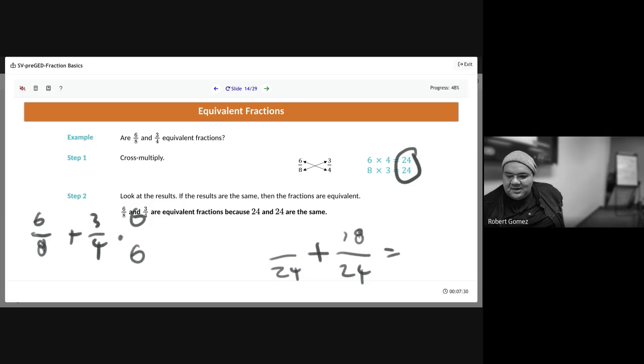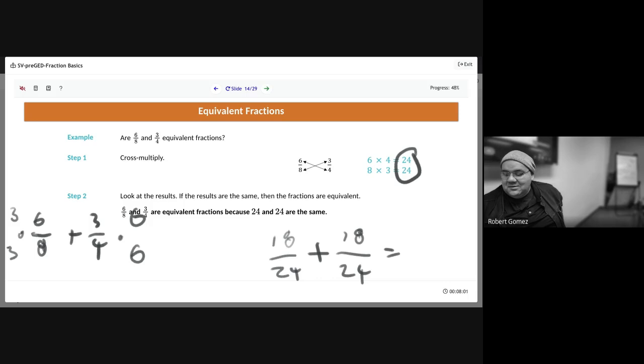Now the other side, how did I get 24 here? 8 times what is 24? 3, great. So 8 times 3 is 24. That gives me my bottom number. And so I also have to multiply the top number by 3. So 6 times 3 is? 18. Great. So guess what now I can do? I can add these up.